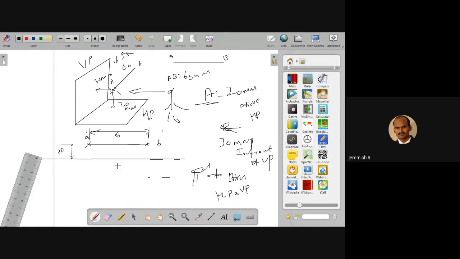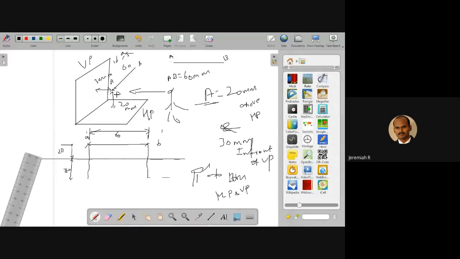So for the top view, what you have to do? In the top view you'll get a line only, but the gap is 30 mm. So from here, with a gap of 30 mm, draw a vertical projection line. It should be very, very light. You can use a 2H pencil, 3H pencil or H pencil.